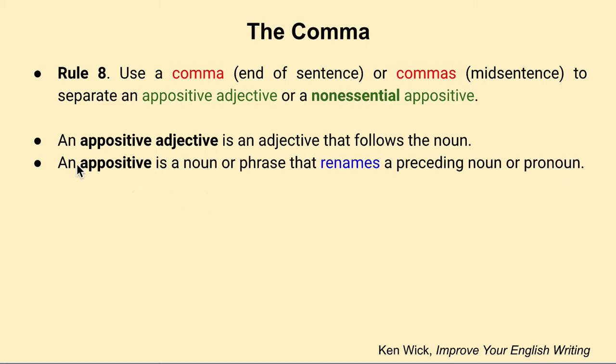And an appositive is just a noun or phrase that renames the preceding noun or pronoun. So an appositive is just something that comes after that's renaming what came before. That is basically what an appositive is, and that's why you see this appositive adjective. The appositive adjective is just coming after instead of before. So here an appositive is just something that renames what came before.